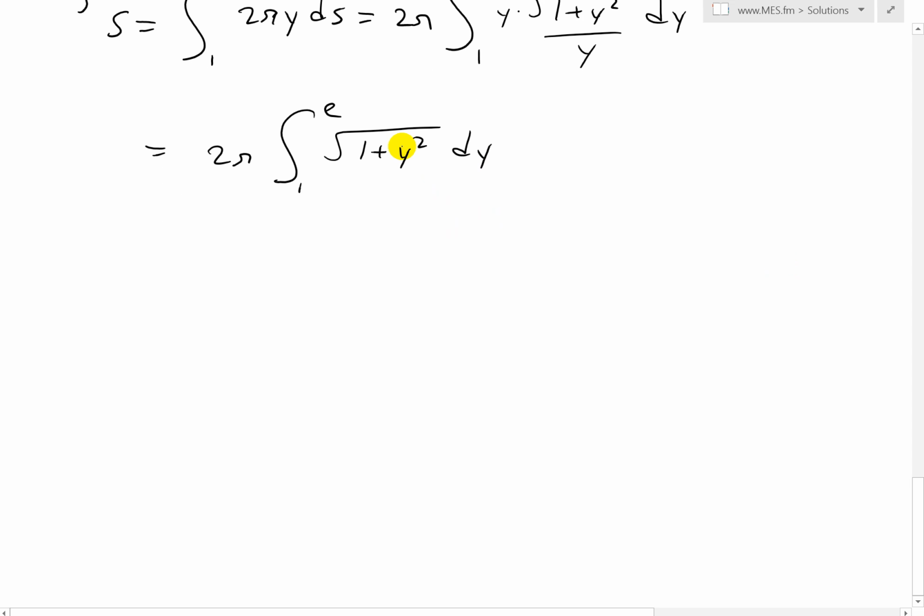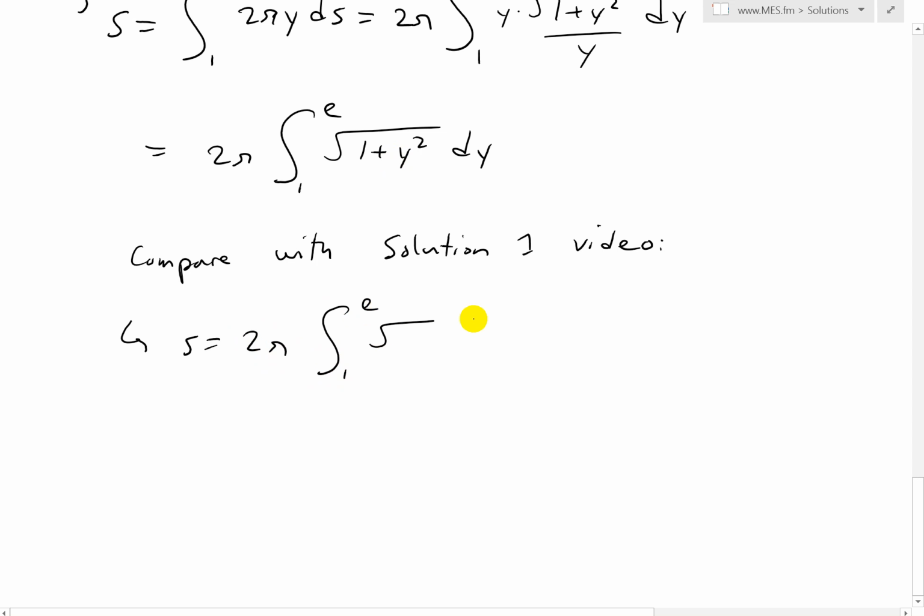Now this integral is basically the exact same as the one that we came up with in my last video. So compare with my last video on this with solution 1, where we ended up having s equal to 2 pi times the integral of the square root of 1 plus u squared, du. Instead of y, we just had u, but it's the same thing. It's a different variable. You can make this any variable you want, it's the same integral. So instead of reinventing the wheel, I'll just write the answer.